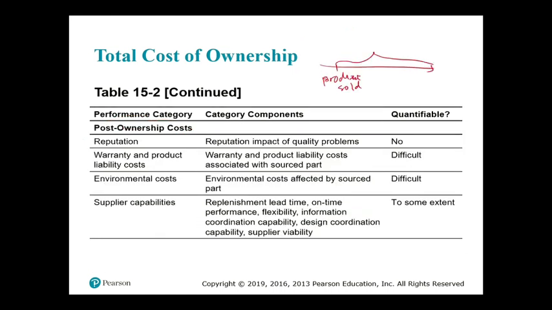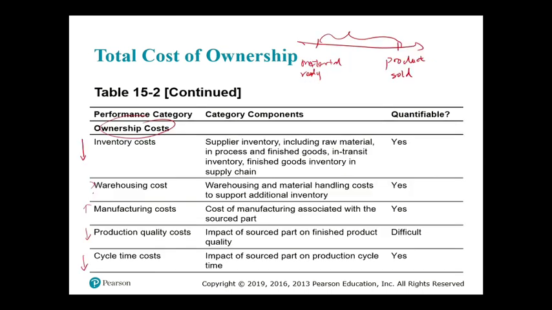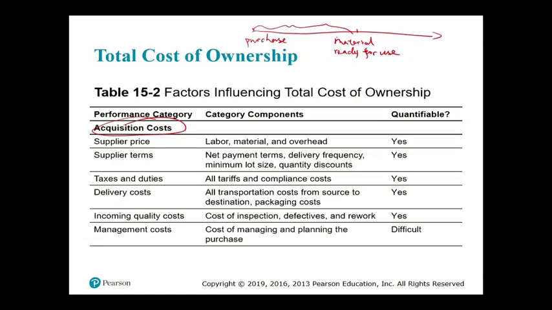So post-ownership costs we're not going to evaluate because it's really hard to say. But basically, through that decision, Zara is able to significantly reduce their total cost of ownership because of the reduced inventory and cycle time costs, even though acquisition cost is increased.